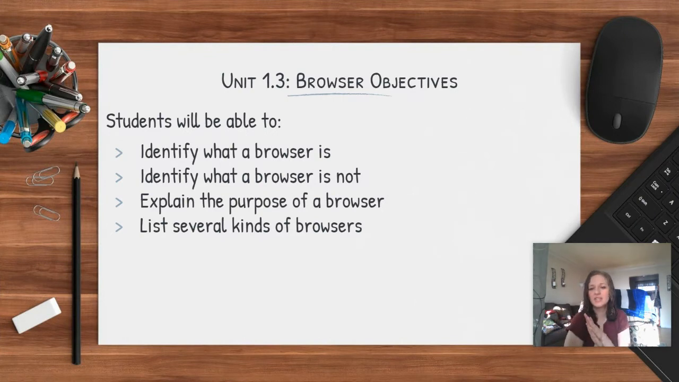So 1.3 objective, so this is what you are doing today. Students will be able to identify what a browser is and is not, explain the purpose of a browser, and then list several kinds of browsers. At this point in time, you've been in web design for 2 years. I think you could probably do most of this without going through that. So again, today's lesson should be fairly easy and fairly quick for you to get through.